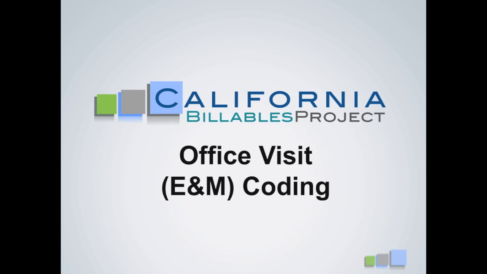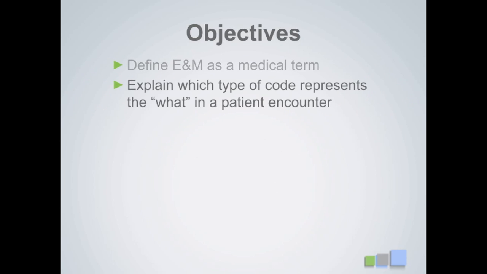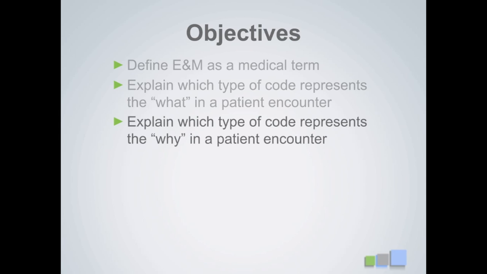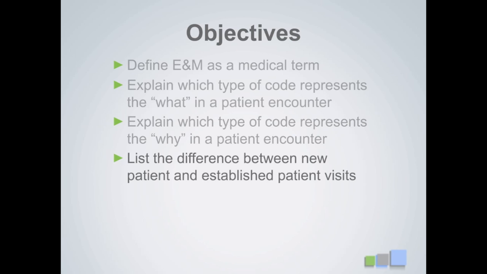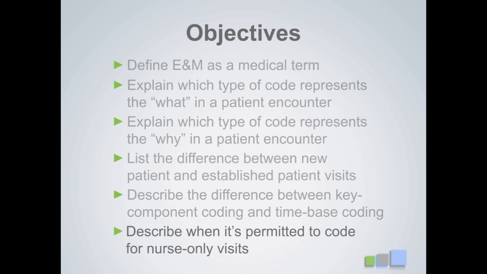In this lesson, we'll review coding rules and tips for patient encounters and office visits. After completing the lesson, you'll be able to define E&M as a medical term, explain which type of code represents the what in a patient encounter, explain which type of code represents the why in a patient encounter, list the difference between new patient and established patient visits, describe the difference between key component coding and time-based coding, and describe when it's permitted to code for nurse-only visits.